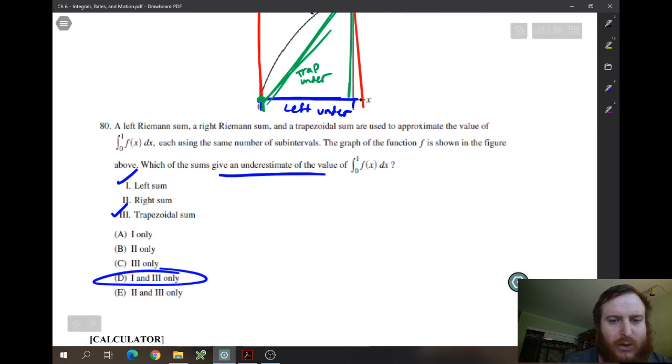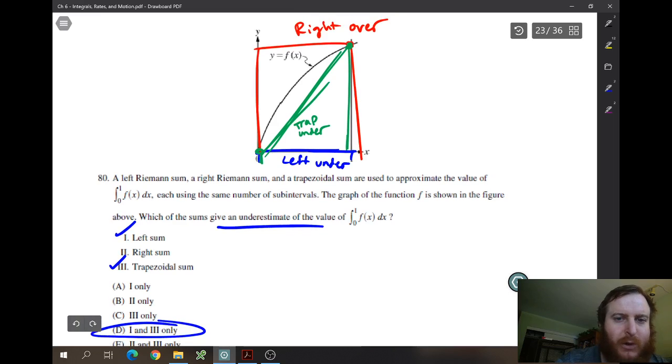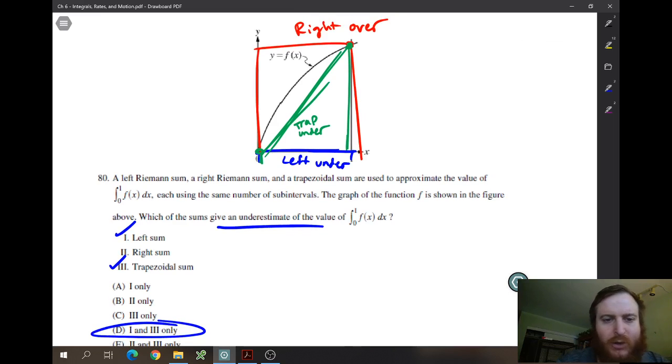Okay, here's another one of these over-under approximation deals. And so, like I said, you can memorize increasing, decreasing, and concavity. I just draw them in. So for my left Riemann sum, I start on the left and go over. The right Riemann sum, I start on the right and I go over. And the trapezoid, I connect the dots. And so in this case, it says which of these are underestimates. The trapezoid and the left were under the curve.